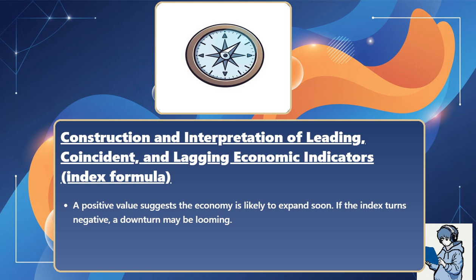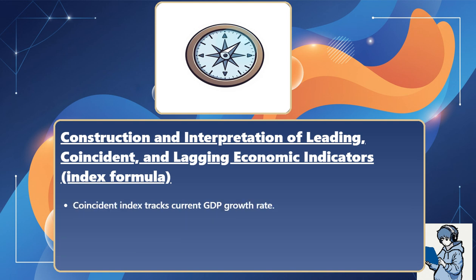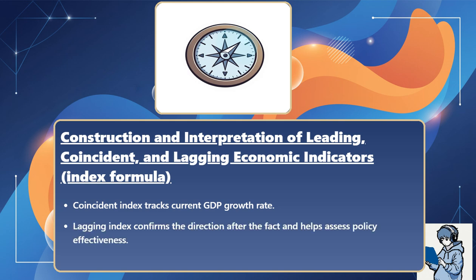A positive value suggests the economy is likely to expand soon. If the index turns negative, a downturn may be looming. Interpretation. Rising leading index anticipates higher future GDP growth. Coincident index tracks current GDP growth rate. Lagging index confirms the direction after the fact and helps assess policy effectiveness.